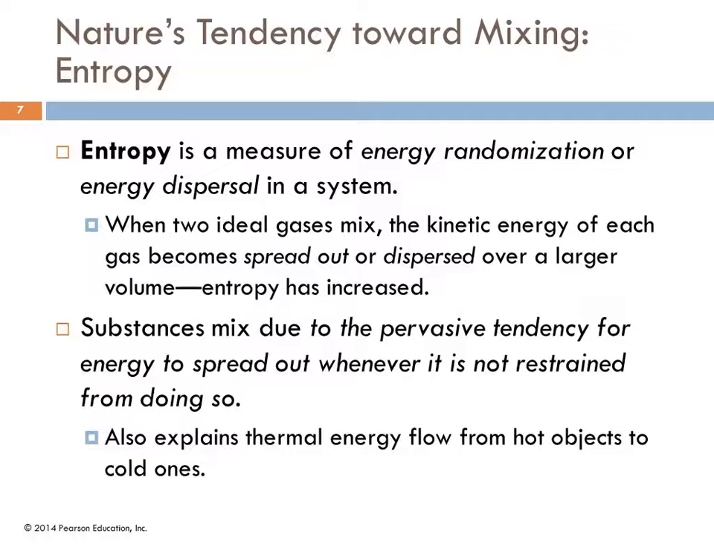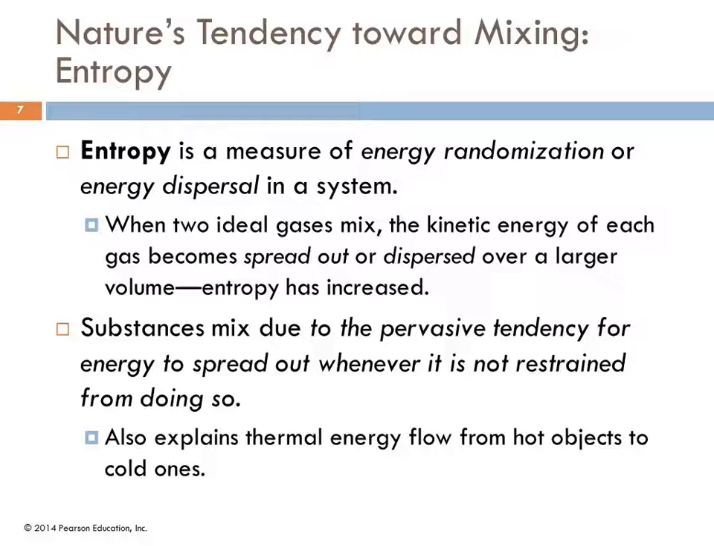Entropy is energy randomization or energy dispersal, things spreading out, an increase in disorder. So when you have two ideal gases mixing, the kinetic energy of each gas gets spread out or dispersed through a larger volume. The entropy has increased. It's not the potential energy, but it's the entropy increasing.